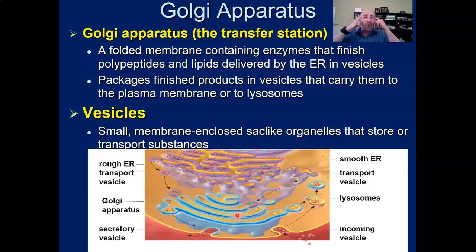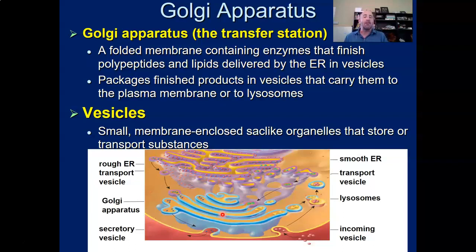I like to think of vesicles as the UPS trucks. They deliver products either to different organelles, like the Golgi apparatus, or into the cell or out of the cell. Okay? So vesicles are there for transport. What the Golgi does is finish these off, and then they are sent away to where they are needed via vesicles.